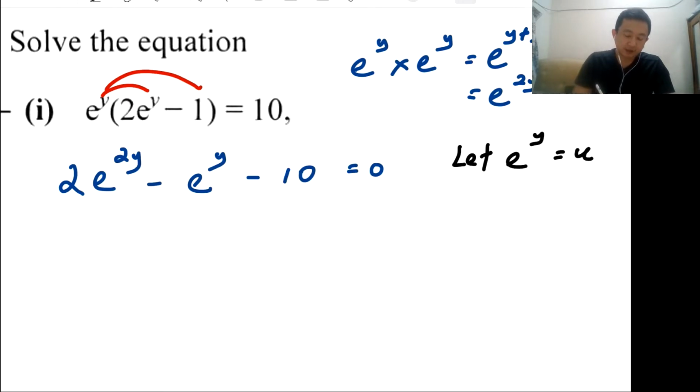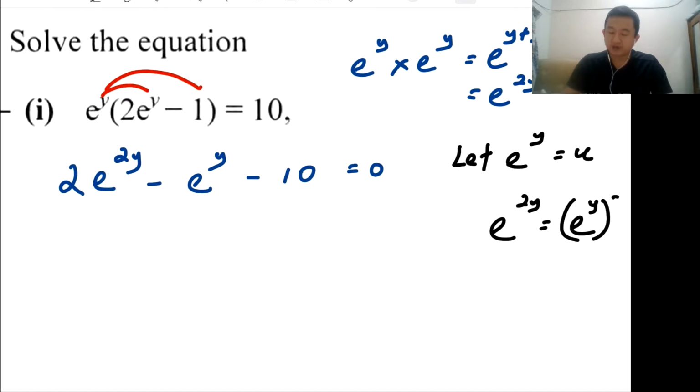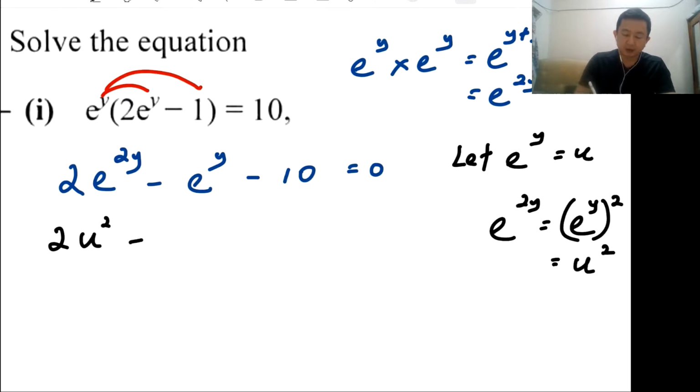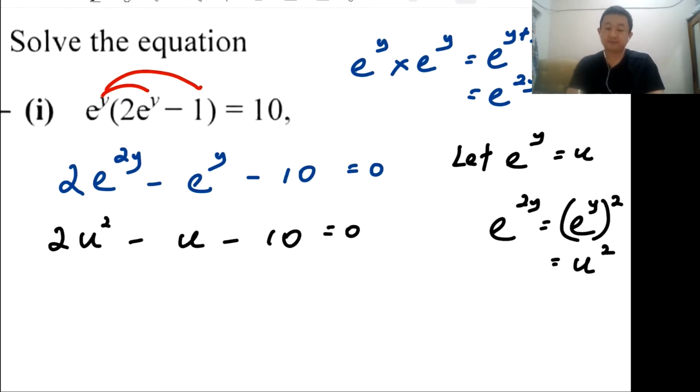Same thing here. I hope you remember this. You have e power of 2y, so you can write it as e power of y to the power of 2, and that is u squared. So we have 2u squared minus u minus 10 equals 0. Solve the quadratic: 2 for a, minus 1 for b, minus 10 for c.